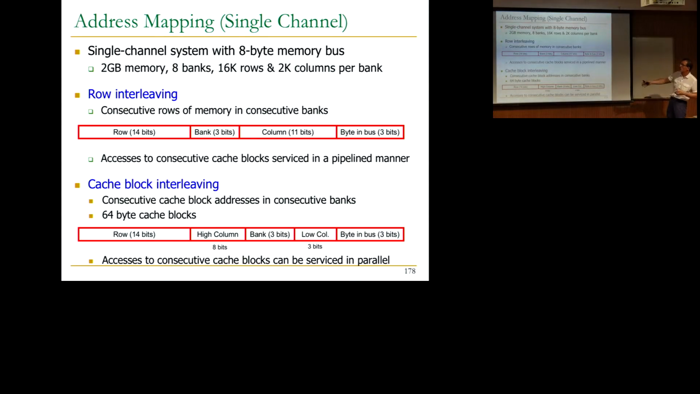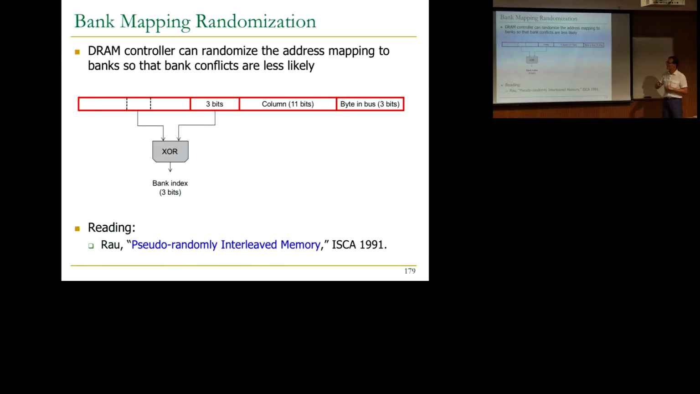I am not even showing the channels over here. So, yeah, access to consecutive cache blocks can be serviced in parallel, in this case, in different banks, and access to consecutive blocks can be serviced in pipeline manner from the same bank, in this case. So you could also imagine where the channel bits come from. I'm not going to go over that in this case, but I'm going to talk about it in the next slide.